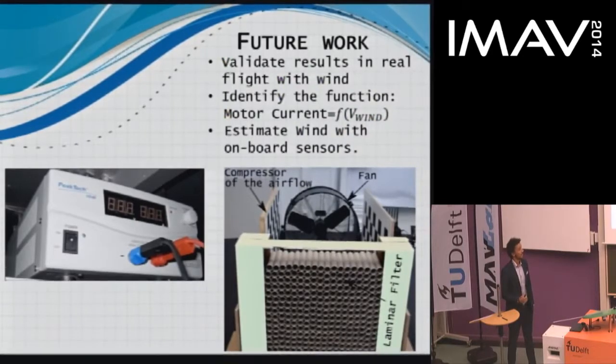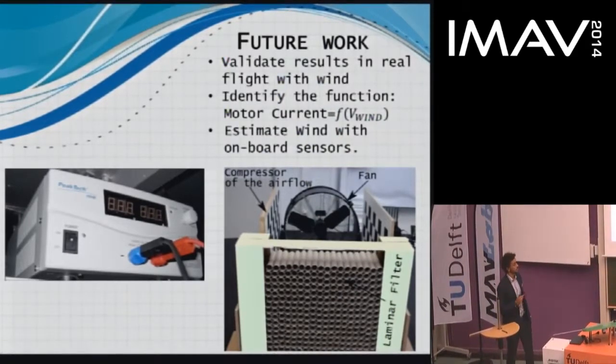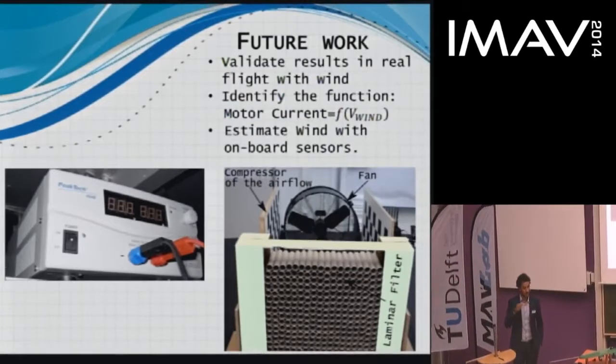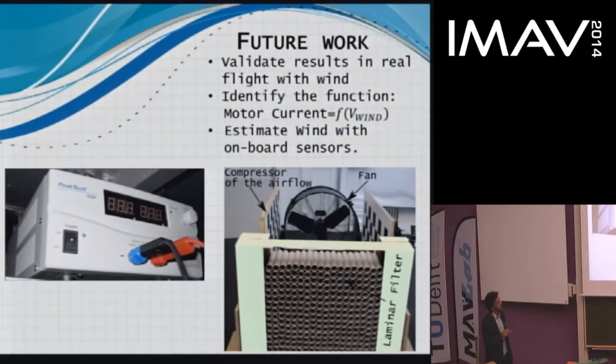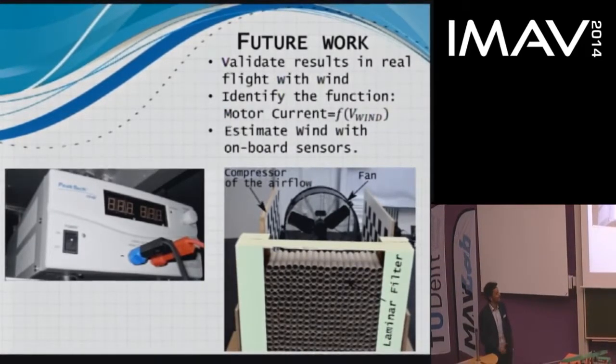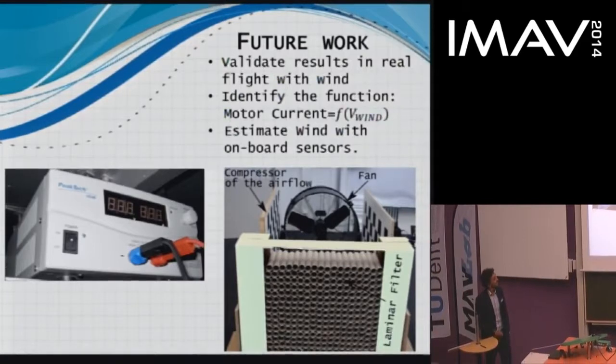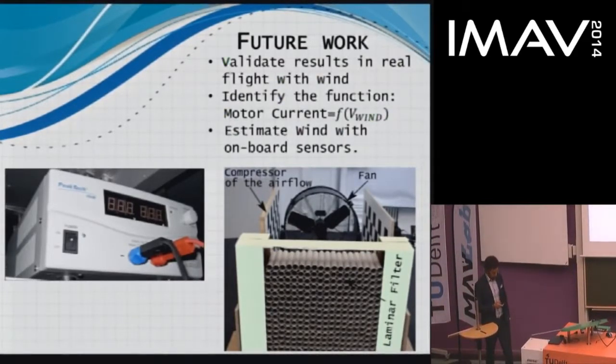The first thing is to validate the results in the wind tunnel with the real flight. So what we had was a fan, but the fan, probably most of you know, does not give you a laminar flow, it gives vortexes, so you cannot compare the results that you get in the wind tunnel with the results that you get from the fan, because the flow is different. So we tried a cheap idea, and actually it's filtering the flow, not as well as in a wind tunnel. It's a homemade, let's say, wind tunnel. And it was just one of the future works of the work.